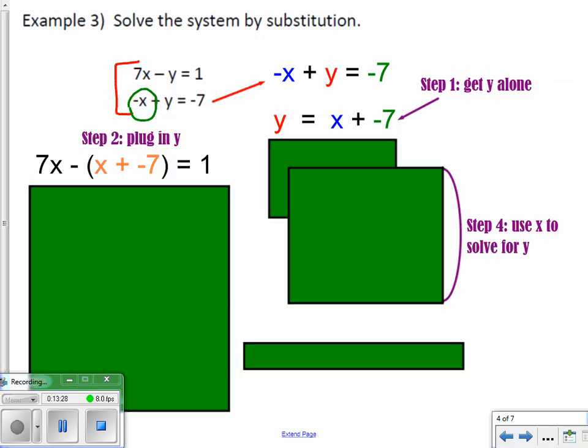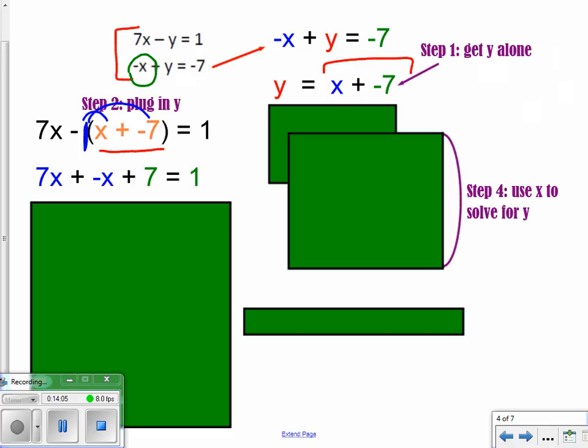So instead of saying 7x minus y equals 1, I know that y over here equals x plus negative 7. So that's what I plugged in for y. So now I can say 7x minus x plus 7 equals 1. Again, because we have a minus out here, it's like we're taking negative 1 times each one of these pieces. So we have to distribute negative 1 to each of those pieces inside there. So this one becomes 7x plus negative x, because it's like negative 1 times x. So 7x plus negative x plus negative 1 times negative 7 would be a positive 7. So 7x plus negative x plus 7 equals 1.